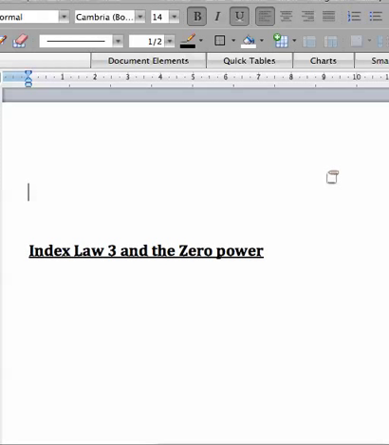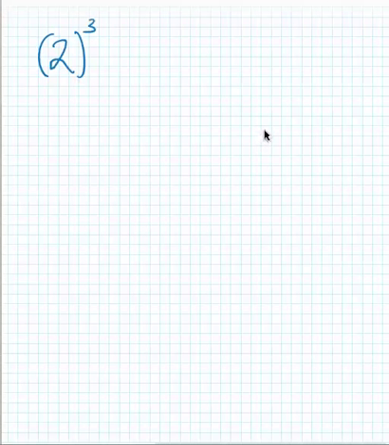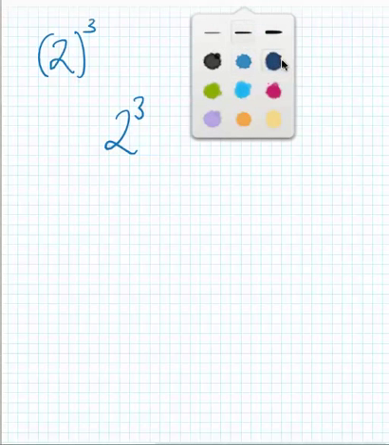Hi, so this session will be on index law 3, which involves brackets and powers, and also the zero power, which is sometimes called index law 4. Now, if we have something like this, we've got 2 in brackets and the power 3 outside the brackets. Really, these brackets don't have to be there. This is the same as saying 2 to the power of 3. But I put the brackets there to emphasize the index law, where we see brackets.